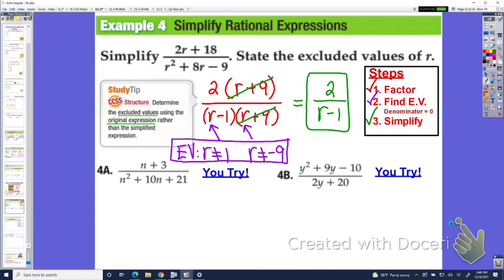So you please try 4a and 4b. Again, factor everything first, state the excluded values for the denominator, look for common factors that cancel out, and then simplify.